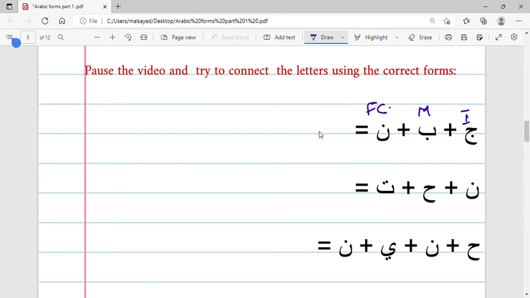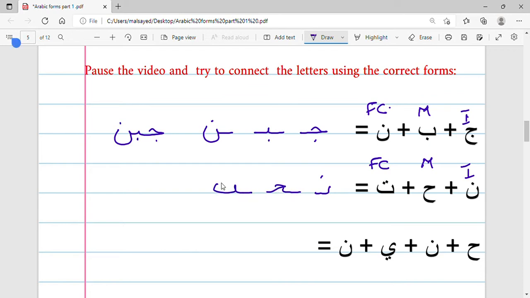So let's write the form. This is the initial form of the jim, the middle form of the ba, and then the final form connected of the noon. So now we connect them together. Let's check the next one. We have the noon as the first letter, so we choose the initial form. We have the ha, the second letter, we choose the middle form, and then we have the ta, so we choose the final form connected. So let's write the form. We have the noon as the initial, the ha in the middle, and the ta as the final form connected.